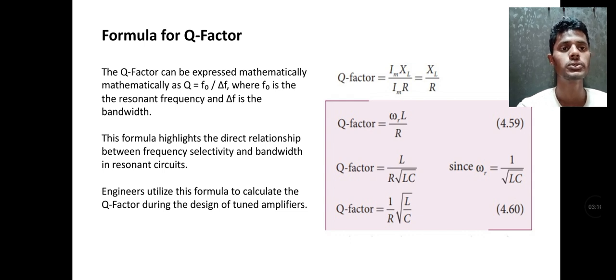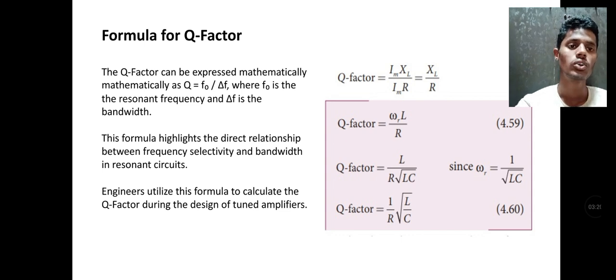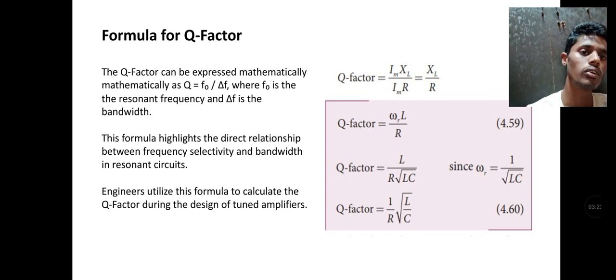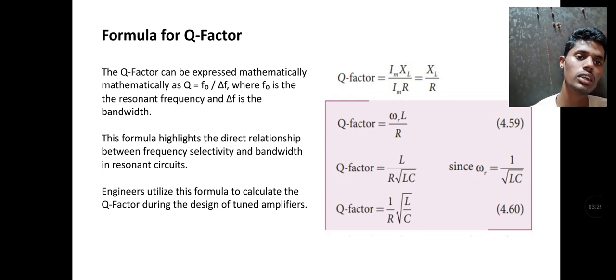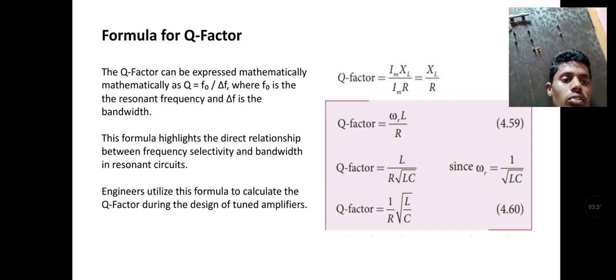Q factor is equal to the imaginary part of XL by the real part, which is equal to omega L by R. Q factor is equal to omega L by R. The Q factor is equal to 1 by R into L into root LC. Finally, the Q factor is equal to 1 by R into the root of L by C.